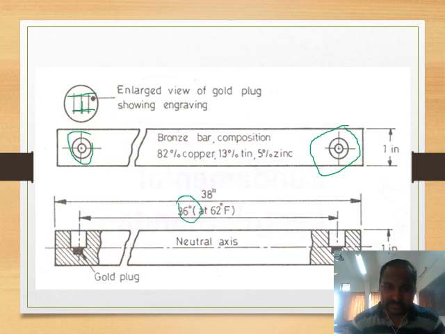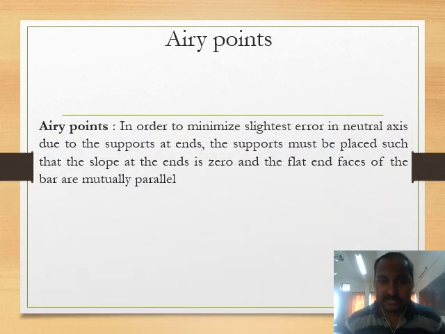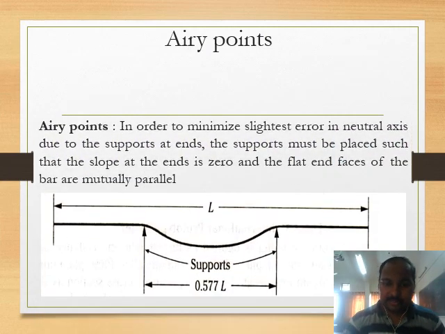So 36 inches is equal to 1 yard, and on either side, from the center line to the end of this bar, the distance is equivalent to 1 inch. So 1 inch on either side, a similar length is kept. The cross section of this bronze bar is a square, and it is supported at a length of 0.577 L with respect to the center axis. So why is it based on the Airy point support?